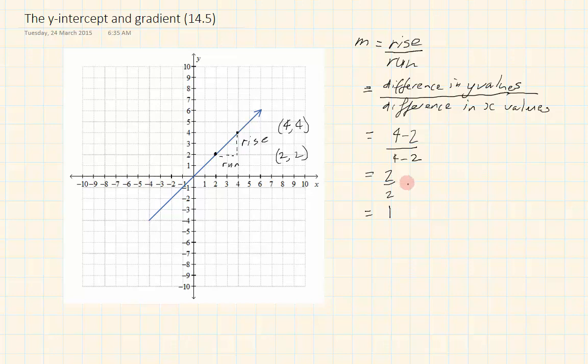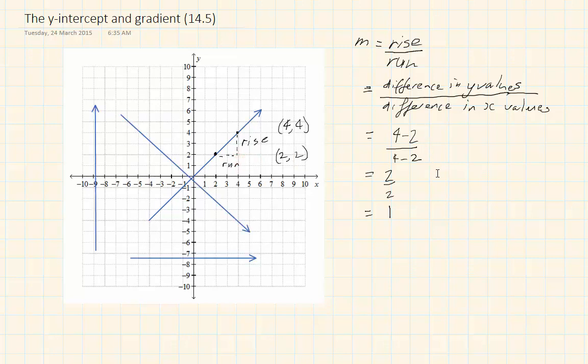So the gradient is just a simple concept to follow. It's just knowing the rise and the run. What does rise and run mean? It's just the difference in our y values, or the height difference between the two coordinates, and the run is just the difference in the x values or the horizontal distance between the coordinates.